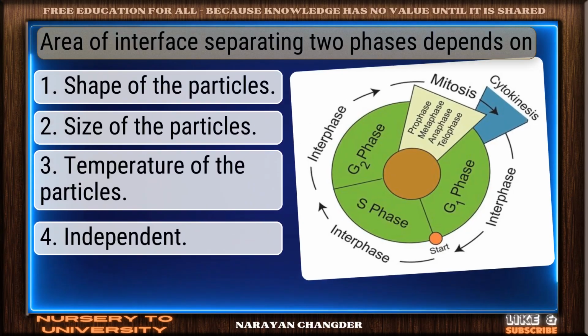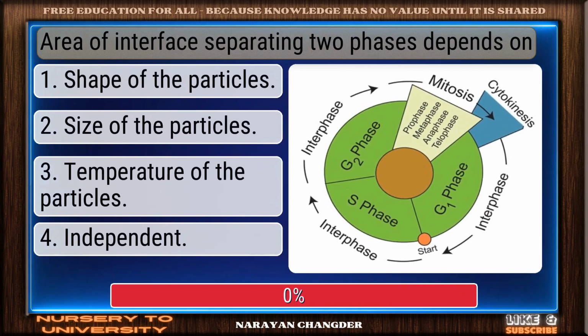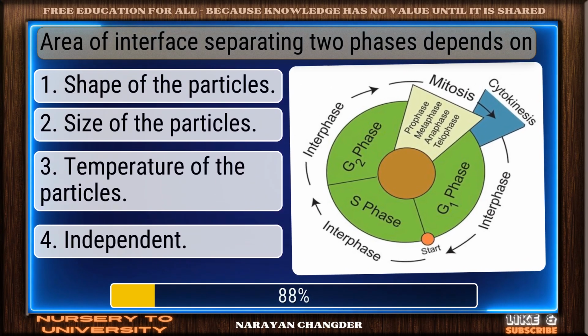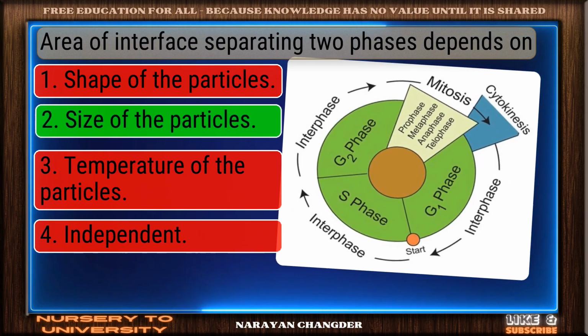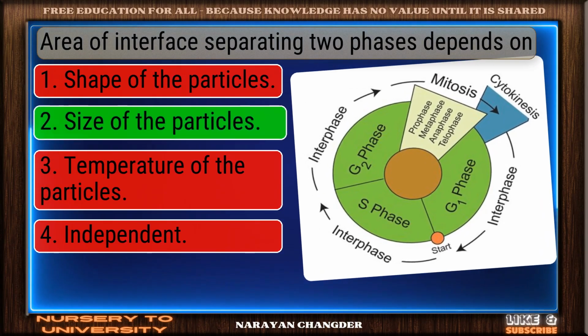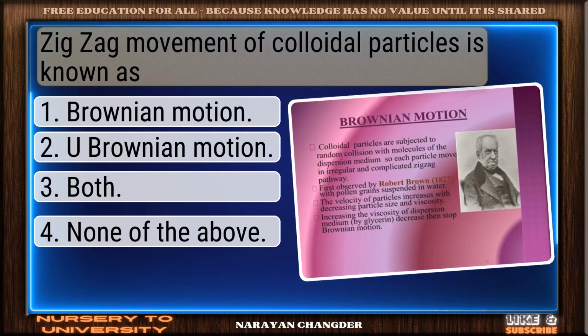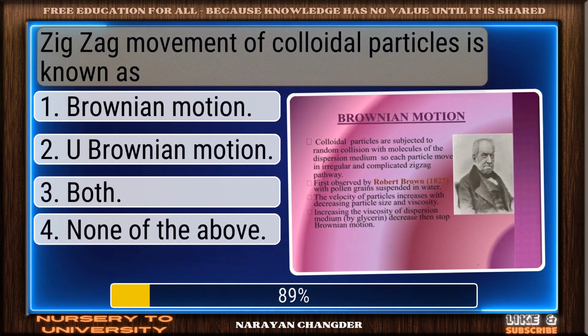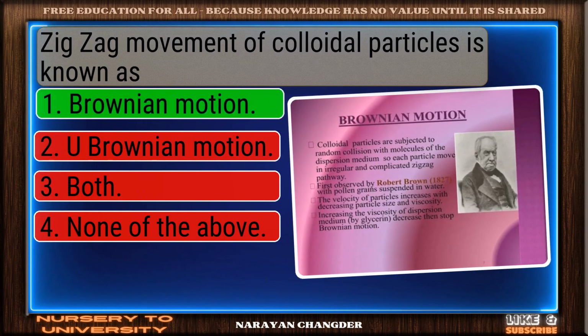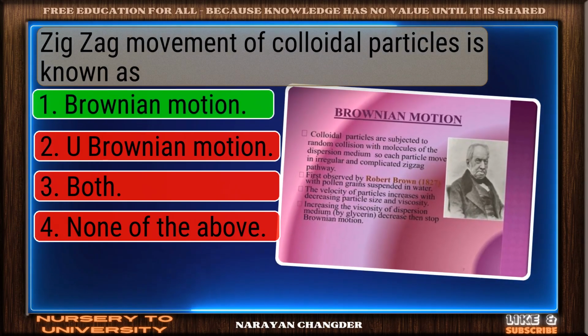Area of interface separating two phases depends on... Clear logic. Your choice size of the particles is sound and 100% true. Zigzag movement of colloidal particles is known as... Bravo! Brownian motion is the answer.